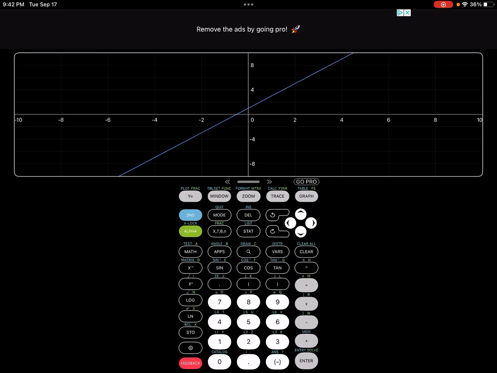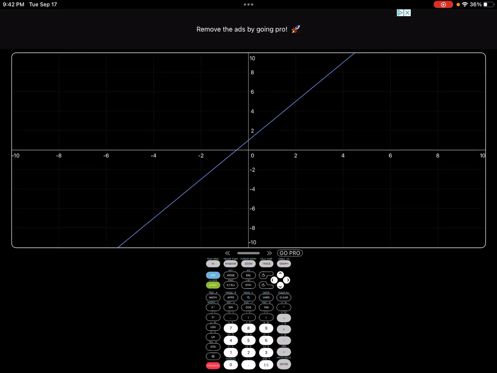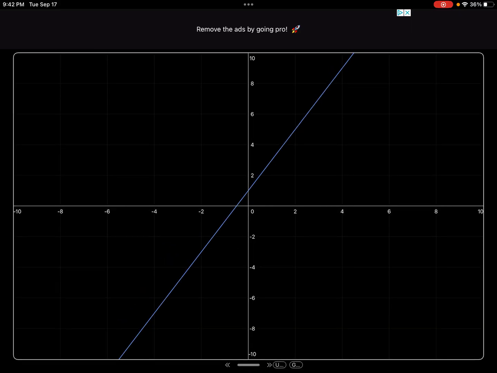Okay, so my graph is not as square as yours is going to be, but it looks like this. And so I could see that that line should be moving up and to the right, which matches what we had on our paper.